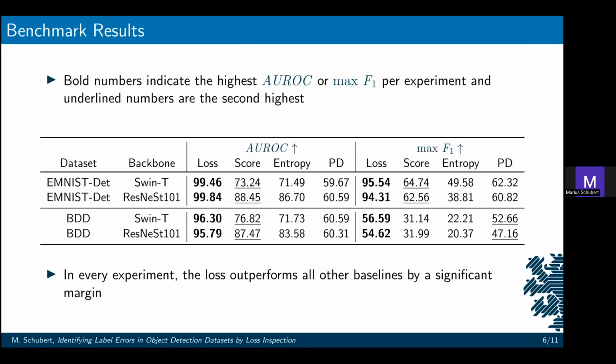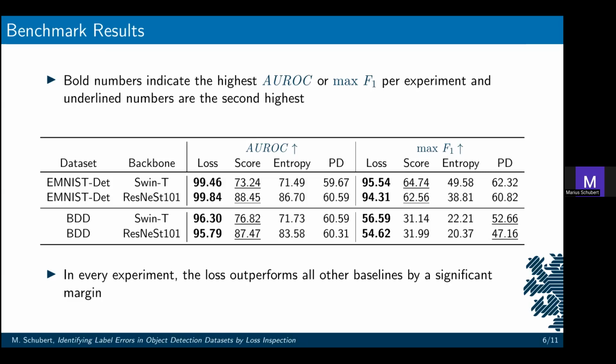For our benchmark, we show performance results in terms of area under ROC curve and the max F1 scores. We observed that our method outperforms all baselines in every experiment, where in general the detection of label errors is harder for the Berkeley Deep Drive dataset compared to our EMList object detection dataset. And with this, we have shown that especially our method can find label errors very reliably and efficiently.